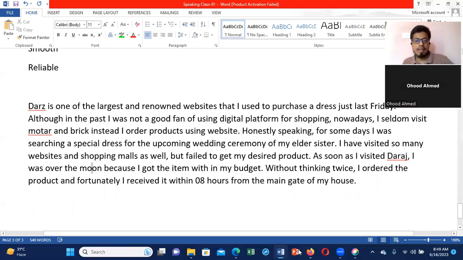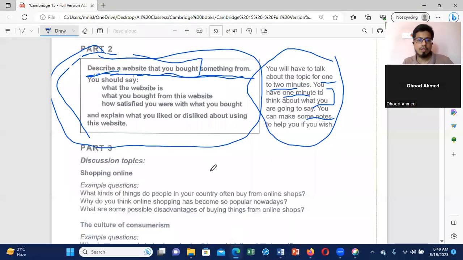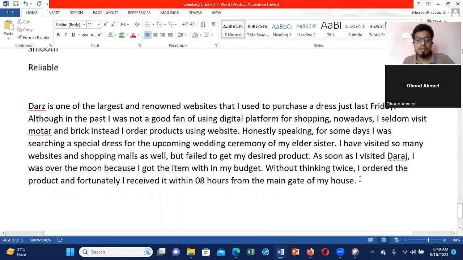So far, you can see what items we've covered. Just see, what was the website? If you just answer Daraz, what you bought from the website address, you have nothing. So you need the plot. You need to make a story. Okay, how satisfied you are with what you bought, and explain what you liked or disliked about it. Then you may continue through the story.